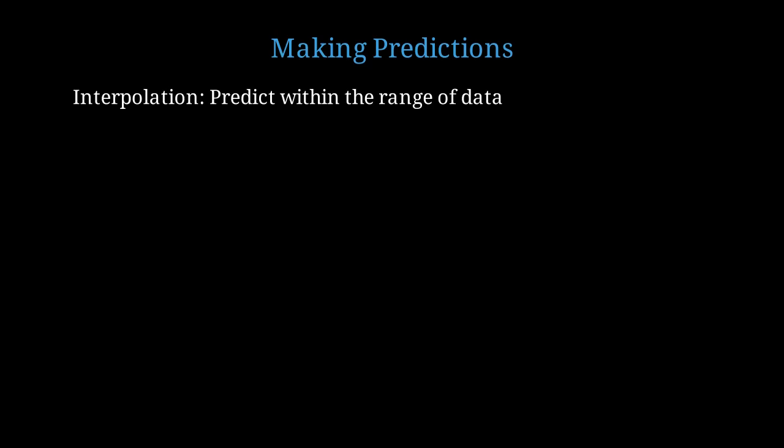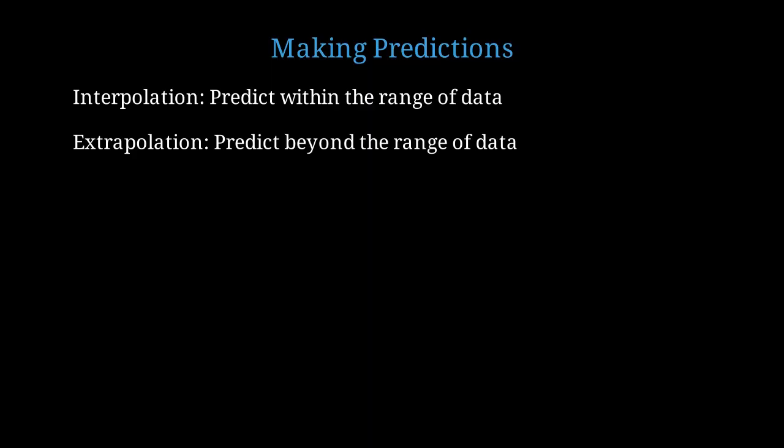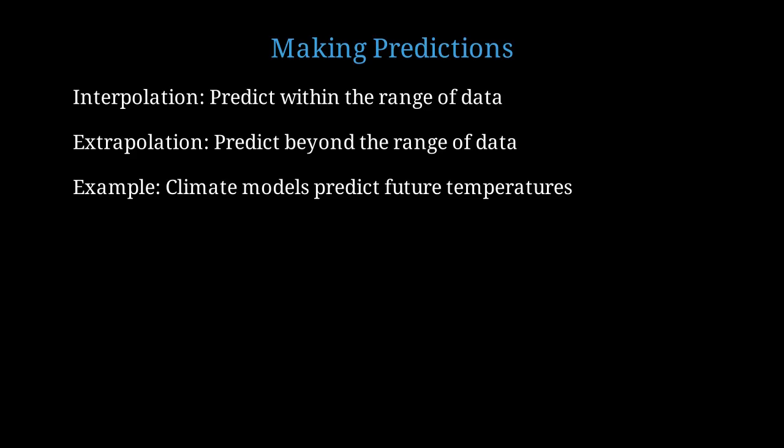Once you have a well-fitted model, you can make predictions. Interpolation means predicting values within the range of your measured data. This is generally quite reliable. Extrapolation means predicting beyond your data range. This is much more risky and should be done cautiously. Climate models use fitted parameters from historical data to predict future temperatures.